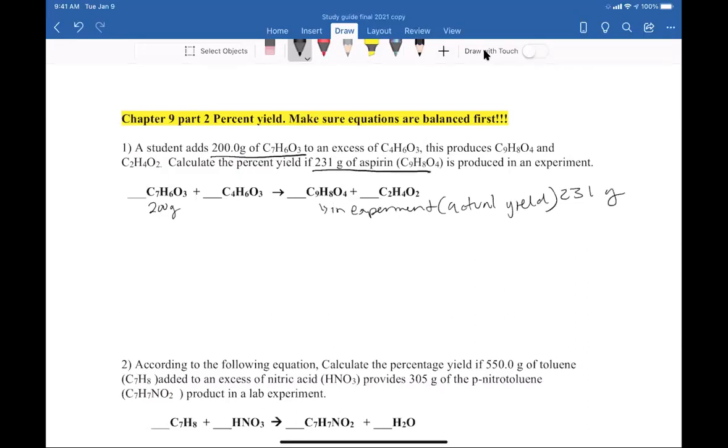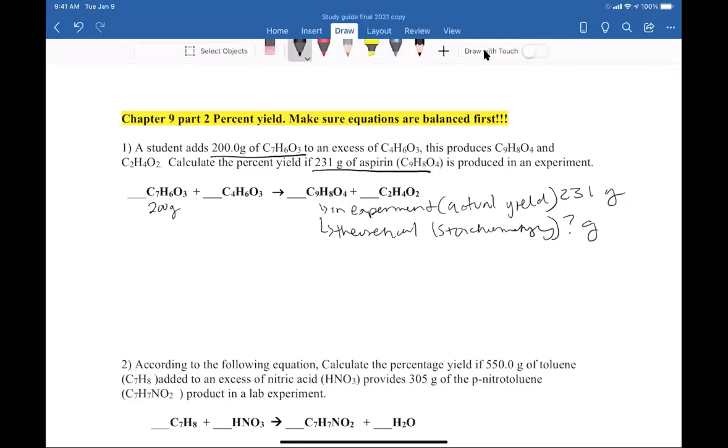So now what do we want to find out? Well, we want to find out theoretically, using stoichiometry, how many grams of this do we produce? So we know that in the experiment, we produced 231 grams. This looks like a 7. It doesn't look like a question mark. But theoretically, if we were to do the stoichiometric calculations, how many grams of this would we produce?